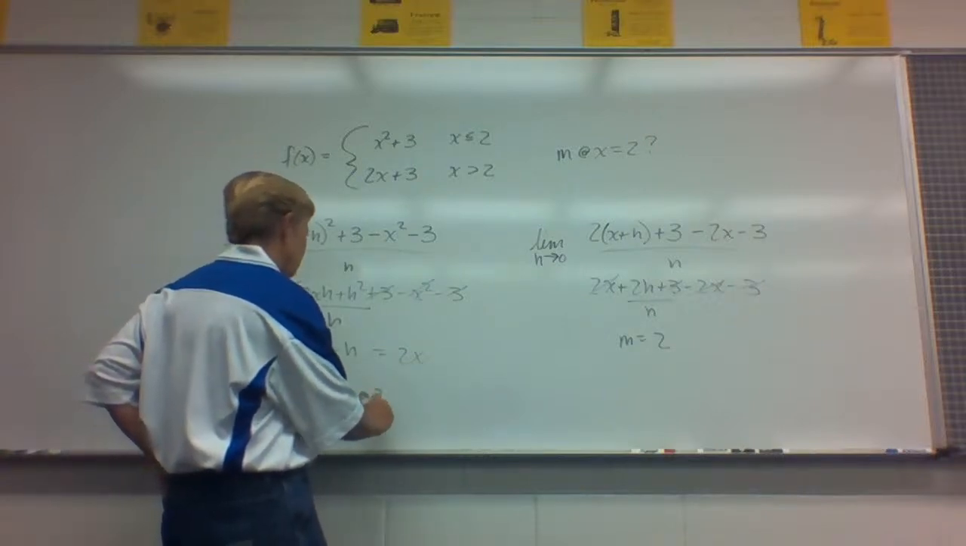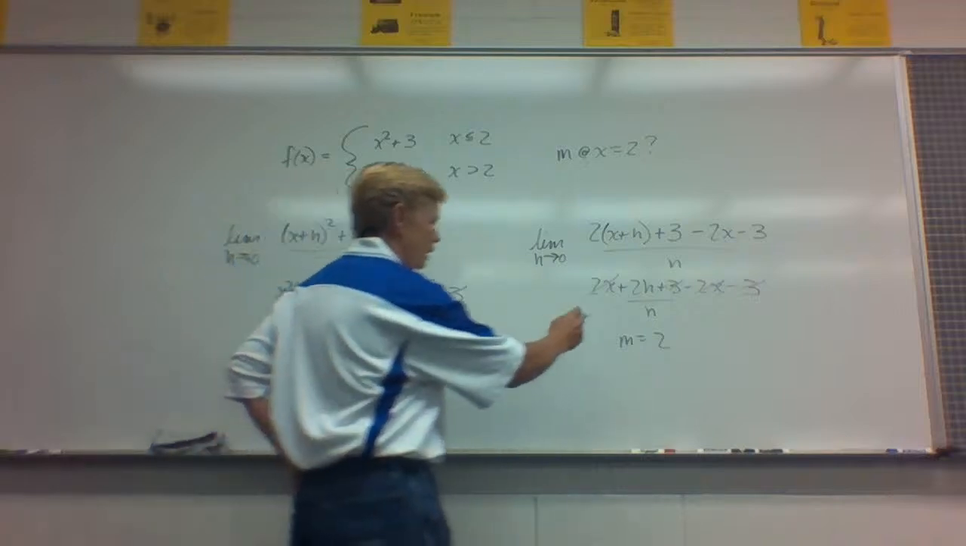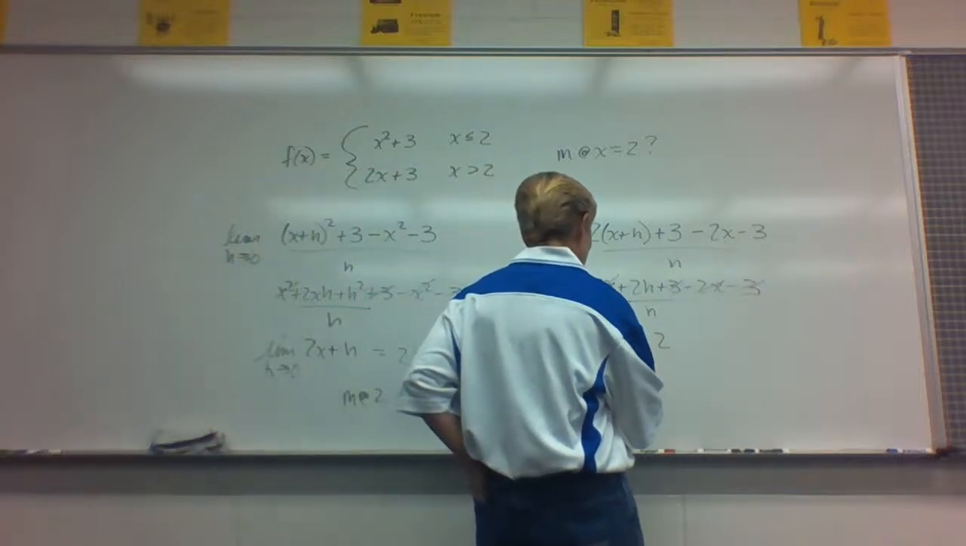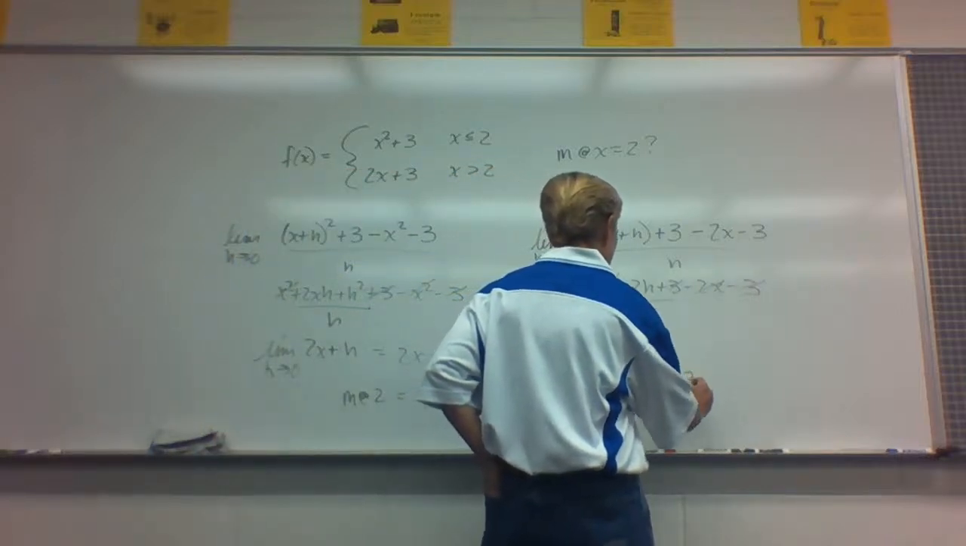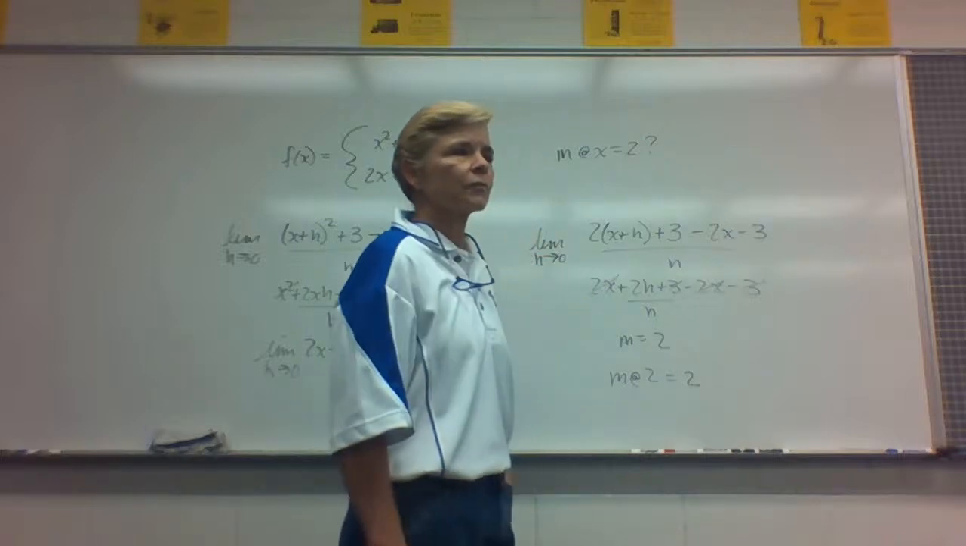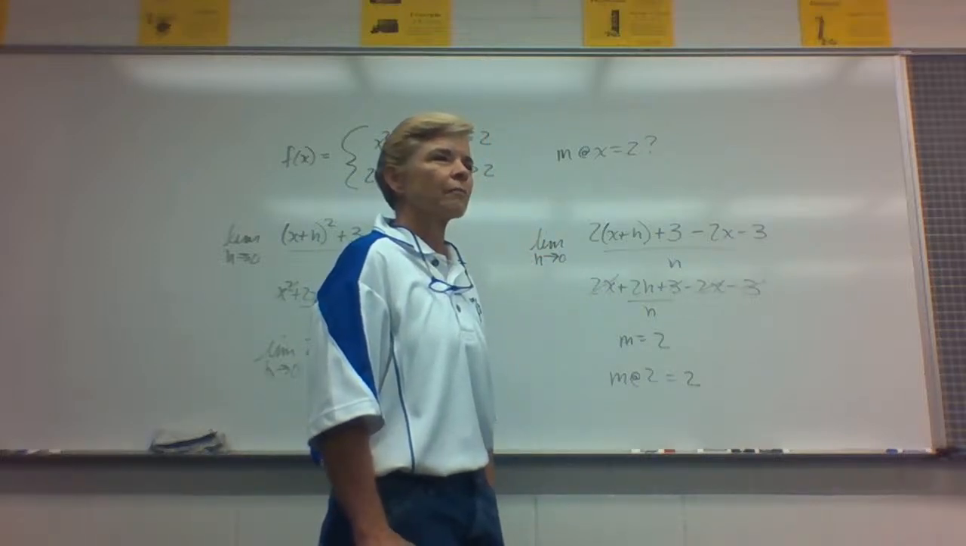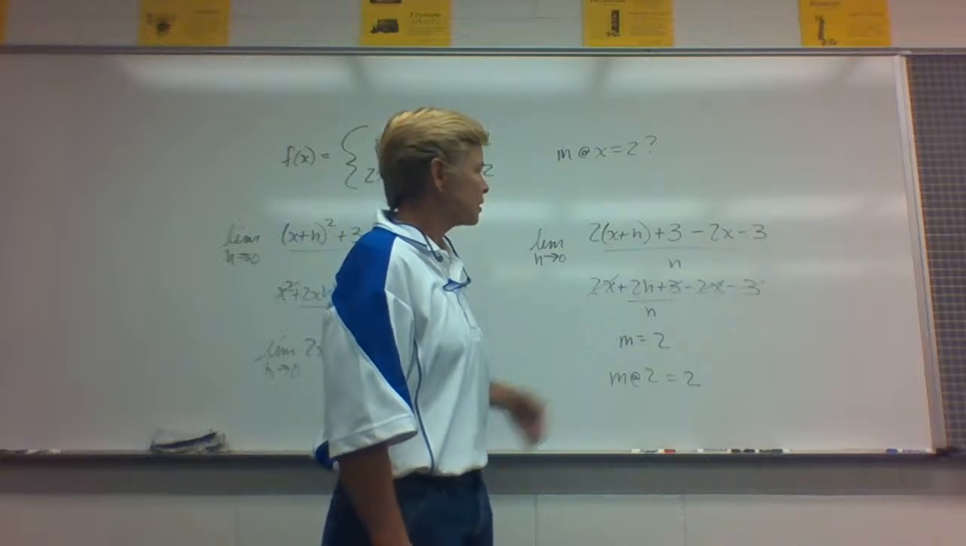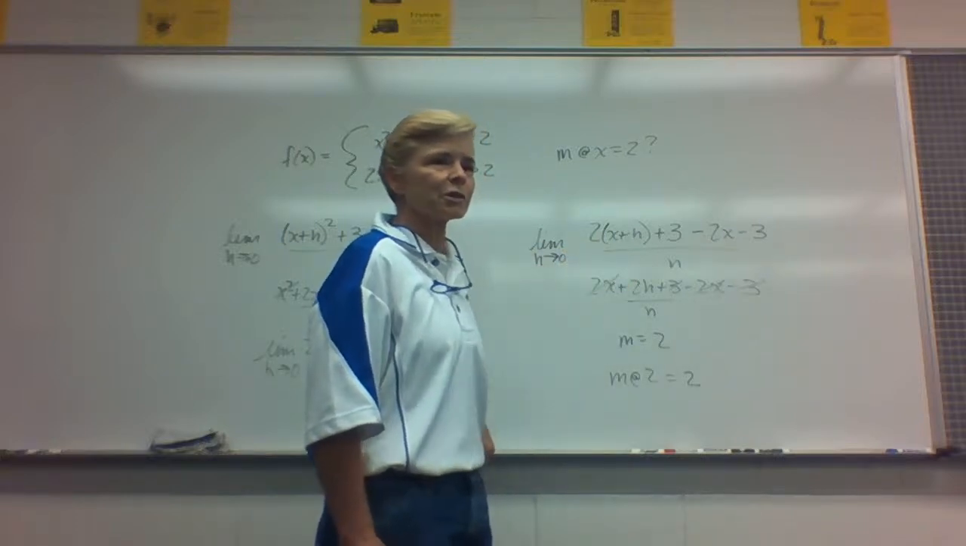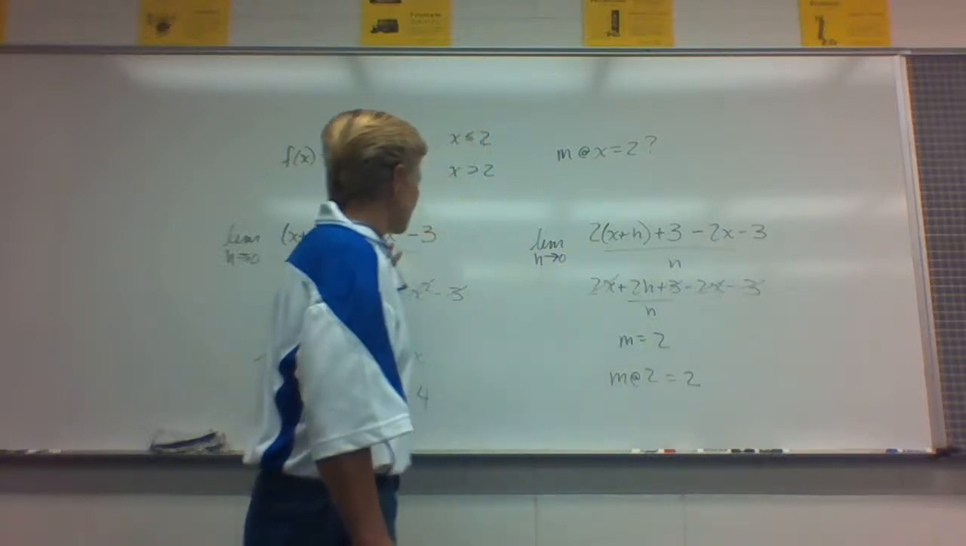M at 2 equals 4. M at 2 is always 2. The answer is no. There is no slope. All that work for that? Yeah, well, this work wasn't necessary now that you see that that thing was a line. But this work was, and it wasn't hard.